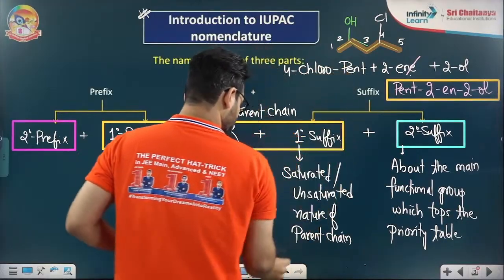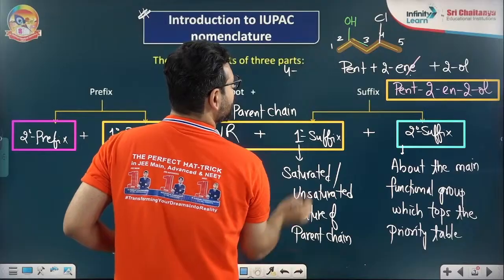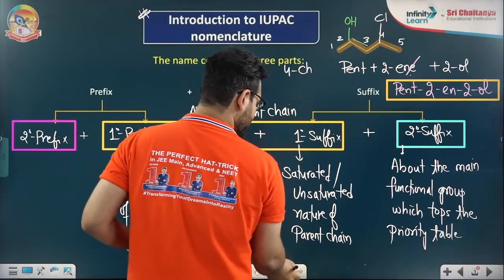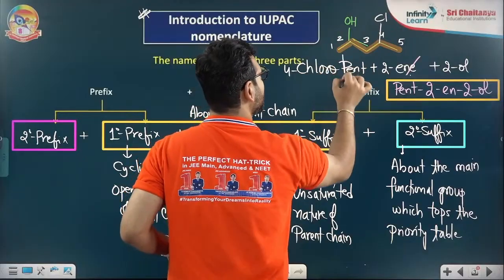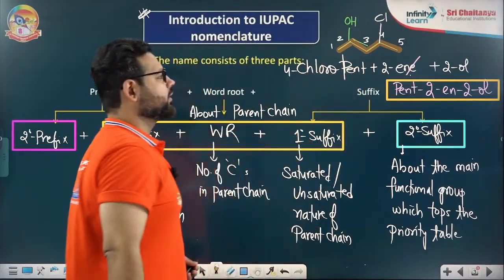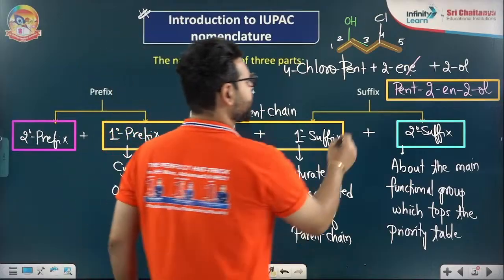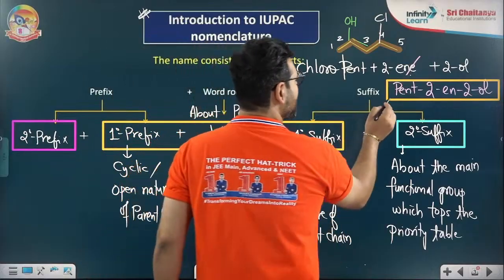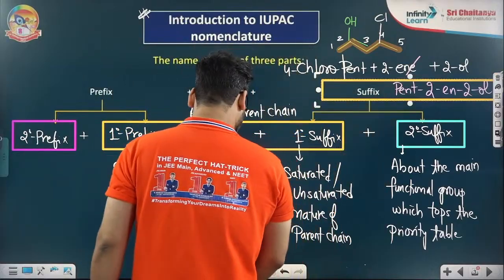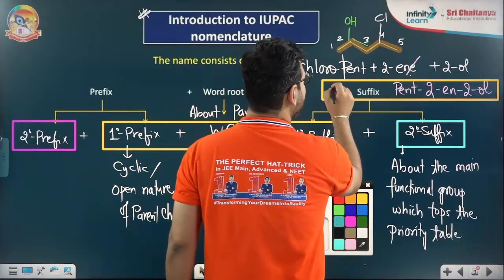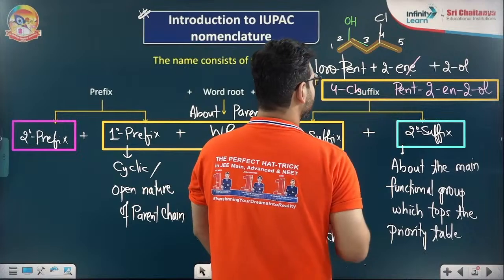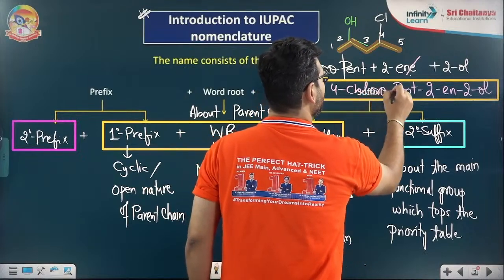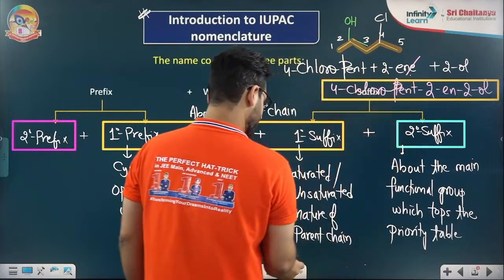Then 4-chloropent. We will not be leaving any space in between. C will be capital now, 4-chloropent-2-en-2-ol, like that. So this is how we will mention if there was a Cl attached somewhere at the fourth number.